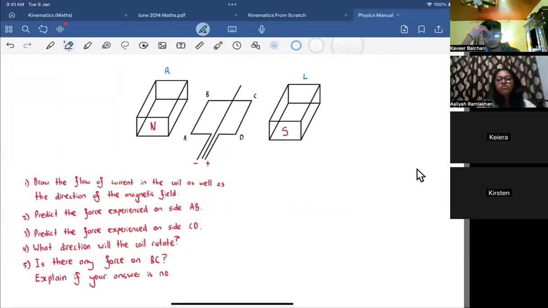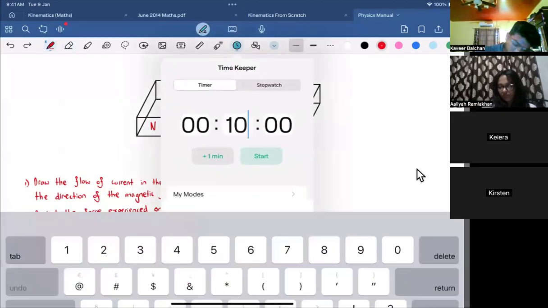Actually, I will have to draw the diagram, but like a real fast sketch. It really doesn't have to be anything fancy. I could just write a big N over here, a big S over here, and just draw this coil. So, quick actions. I give you like 5 minutes. Answer this question.